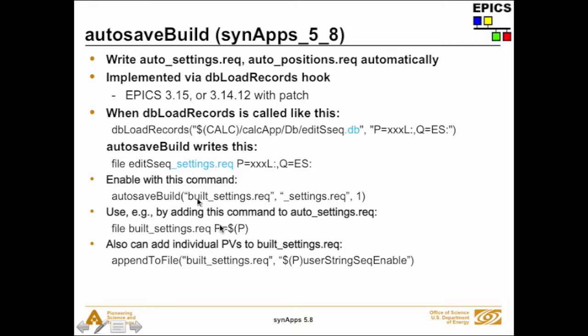And then after you've built this file, if you want to include it in auto_settings.req, you just add this command to auto_settings.req. You can also add individual PVs by doing this. So append to file, built settings, and this works for any file. This isn't just about Autosave. To any file you can append any string.